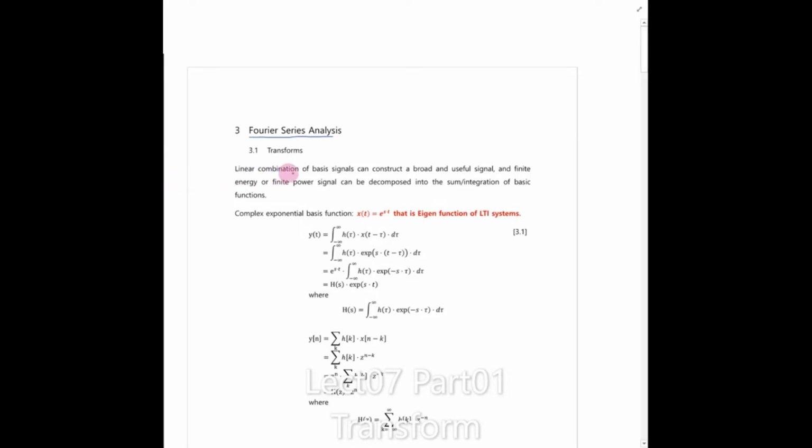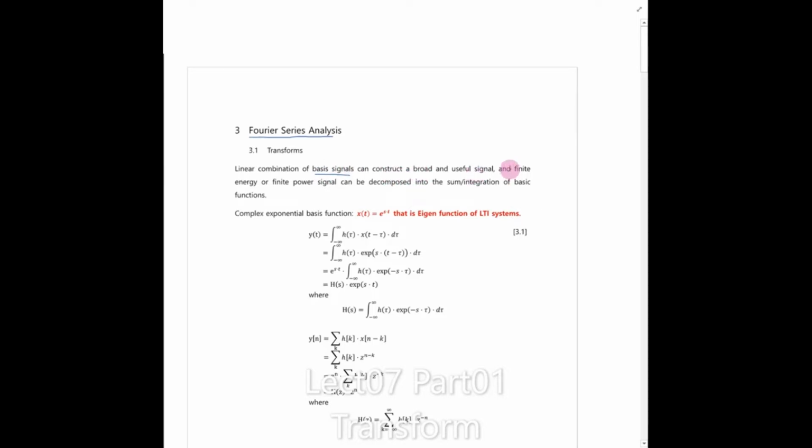Linear combination of basis signals. At this moment, just refer to these basis signals. You already know them, but I haven't explained them yet. For now, just accept that there are some special signals that exist. So a linear combination of basis signals can construct a lot of different signals.